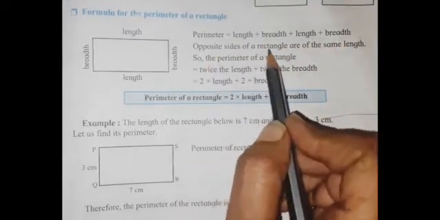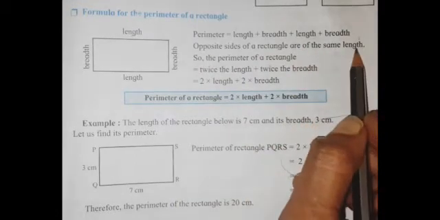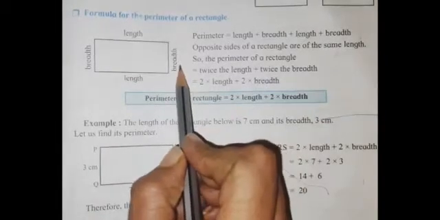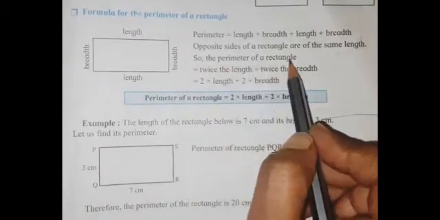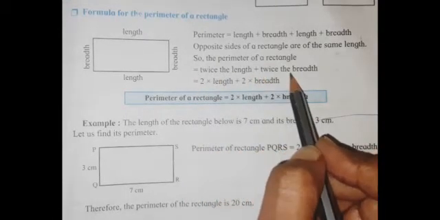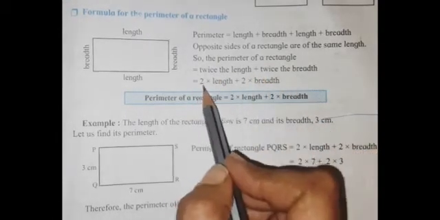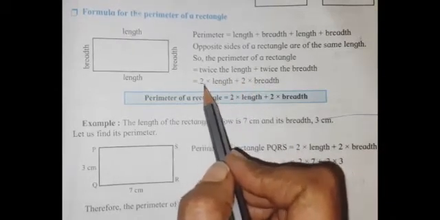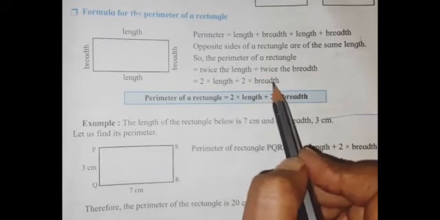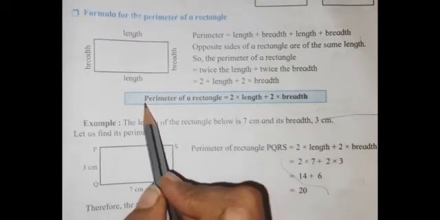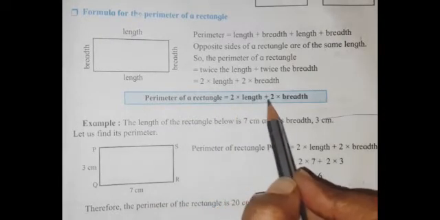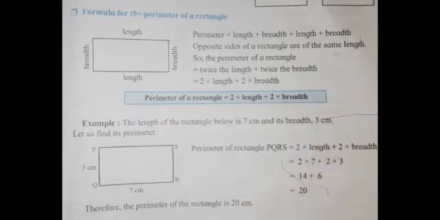Now opposite sides of a rectangle are of the same length. This side is equal to this side and this side is equal to this side. So the perimeter of a rectangle is equal to twice the length plus twice the breadth, which means 2 multiplied by length plus 2 multiplied by breadth. So the formula of perimeter of a rectangle is equal to 2 multiply length plus 2 multiply breadth.